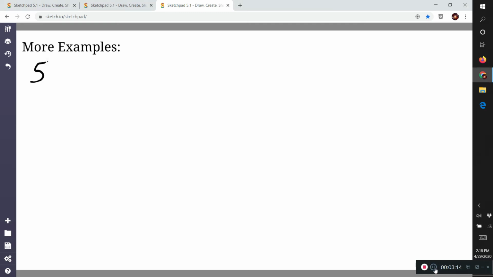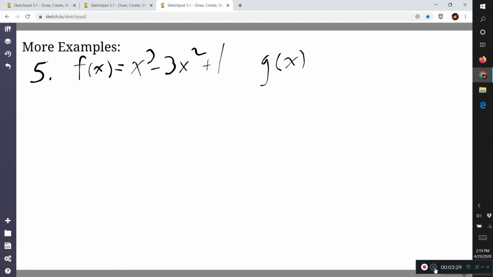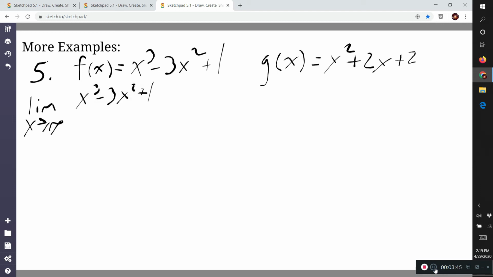So example 5. Do a cubic, and g of x is going to be a quadratic. So take a second here and think, which one do you think is going to grow faster? Or are they going to grow at the same rate? Do all polynomials grow at the same rate? So we're going to do limit as x goes to infinity of x cubed minus 3x squared plus 1 over x squared plus 2x plus 2.